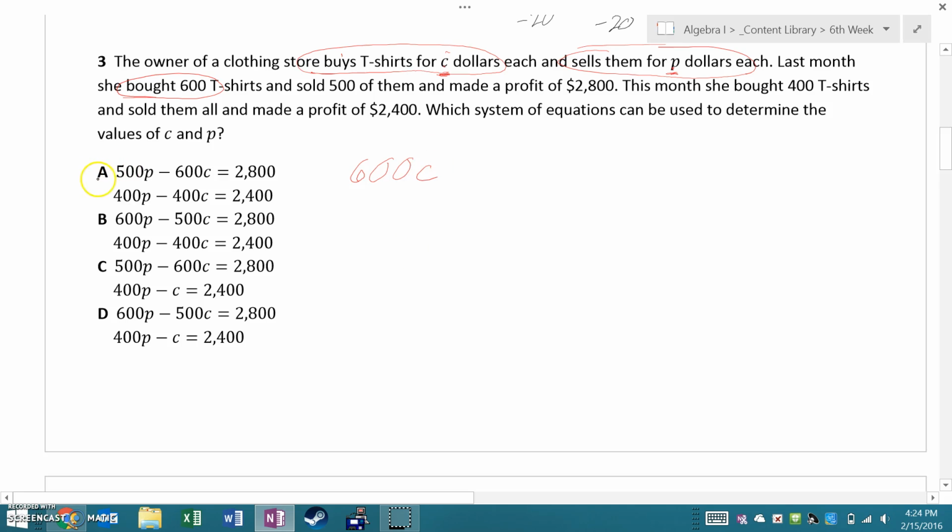So looking at each of these options, option A, 600 times C, that's correct. Option B, 600 times P. That's not correct. That tells me option B is out. Same thing for C, 600C. All right, that works. Option D, 600 times P. Nope. That tells me that option is out as well.